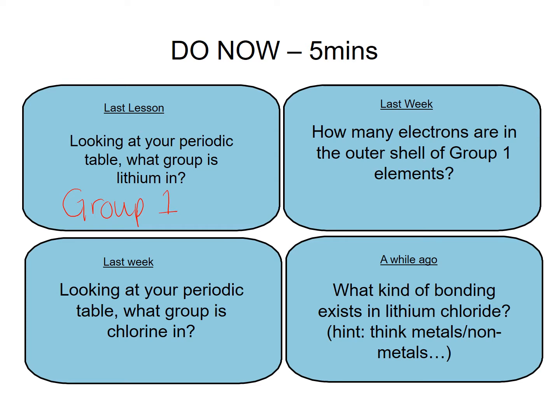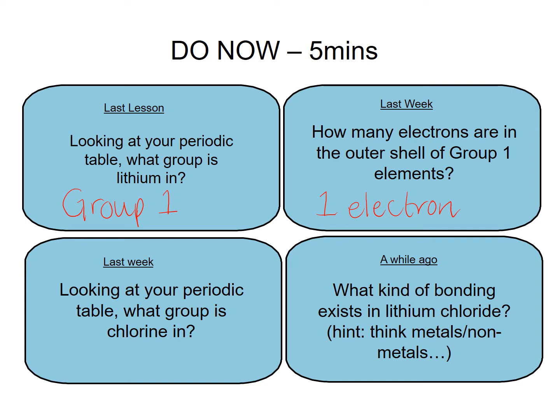Second question, how many electrons are in the outer shell of group 1 elements? If you remember what we learned, the group number tells you how many electrons there are in the outer shell. So because the elements are in group 1, they must have 1 electron in the outer shell. Well done for getting that one right as well.